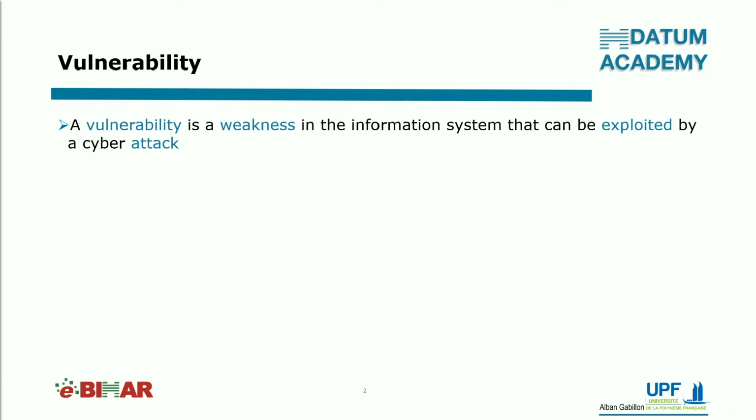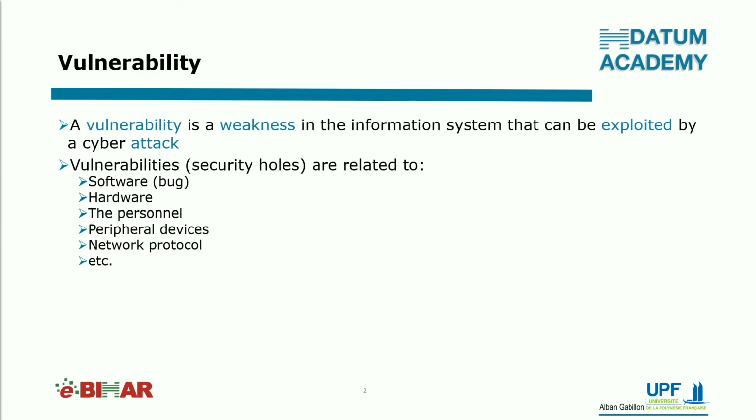A vulnerability is a weakness in the information system that can be exploited for a cyber attack. Vulnerabilities can be in the software or in the hardware. They are due to software bugs or hardware malfunctions. And as I told you, there is also this human vulnerability that is very often exploited by attackers. And in this course, we'll mostly consider attacks exploiting either the software or the human vulnerability. We will not consider attacks exploiting hardware vulnerabilities.